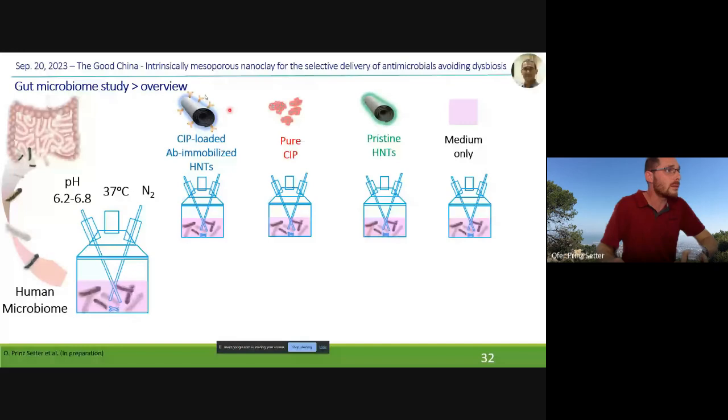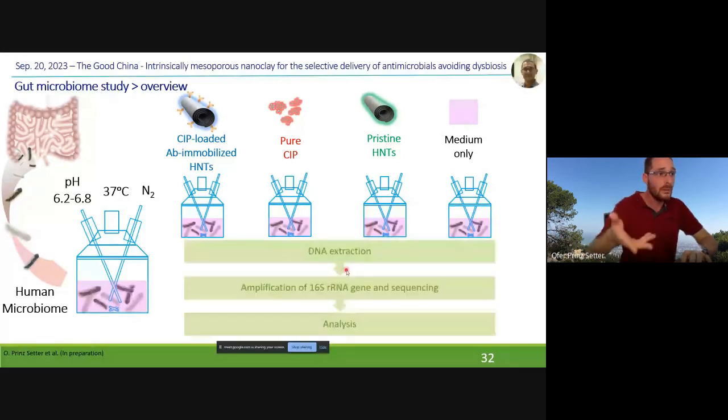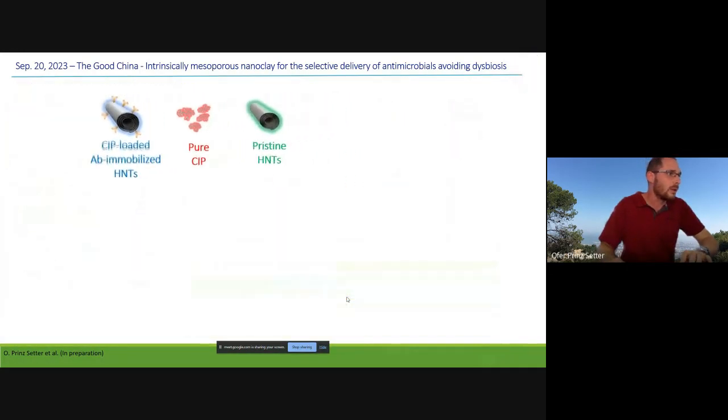with 4 treatments. We used our multifunctional clay with antibiotics, only antibiotics, pristine clay, and only medium control. The fermentation went on for 24 hours, was sampled, and then we extracted the bacterial DNA. And according to the 16S rRNA gene, we did the profiling of the microbiome.